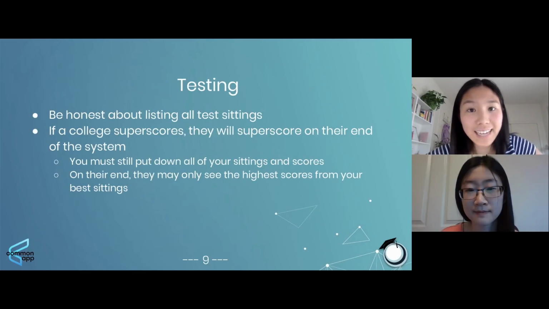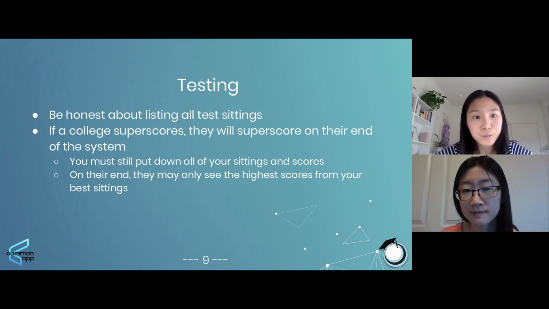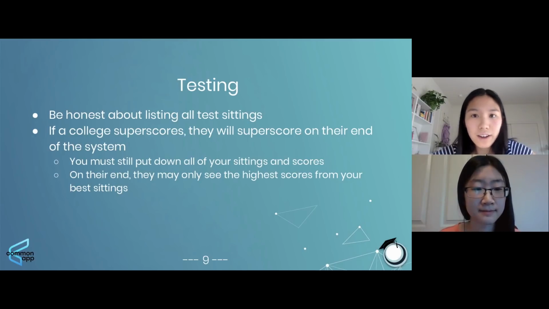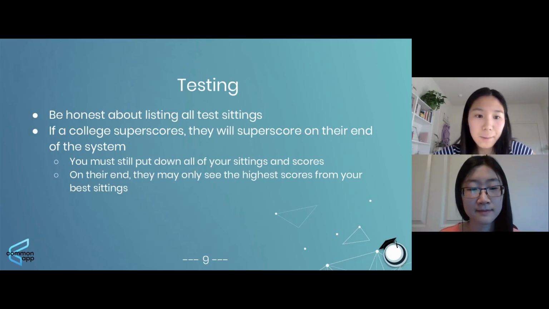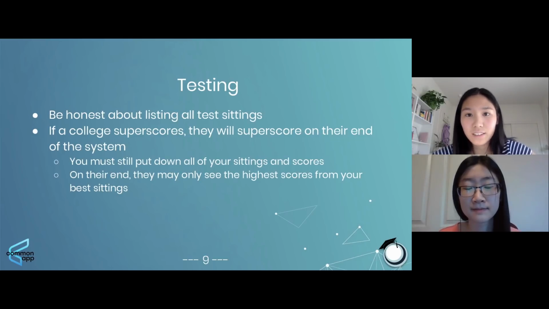Now, moving on to the testing section, again, you want to be honest about listing all of your test sittings. And if a college superscores, they will superscore on their end of the system, not the Common Application. So even if you're applying to schools that do superscore, you still have to list all of your test sittings in the Common Application. And then on their end, they will only see your highest scores from your highest sittings.